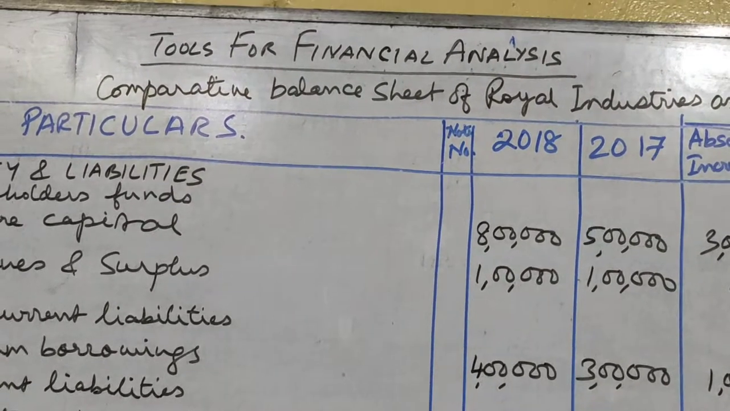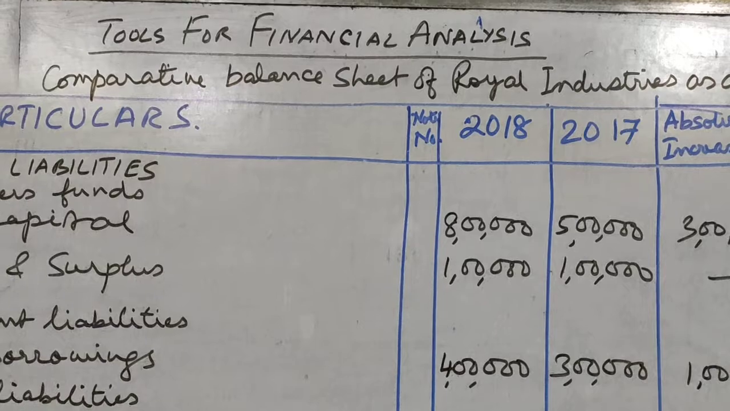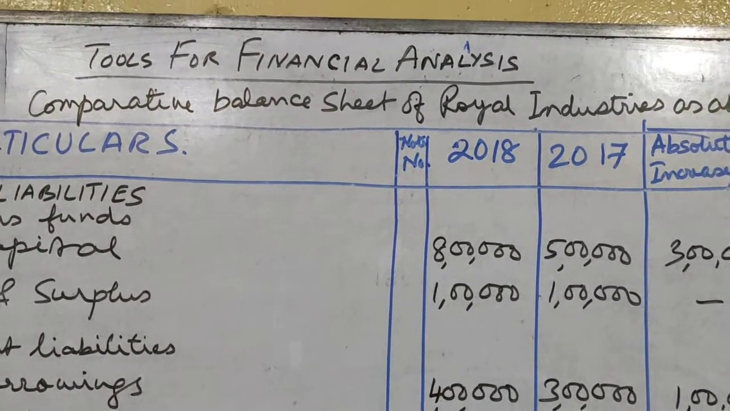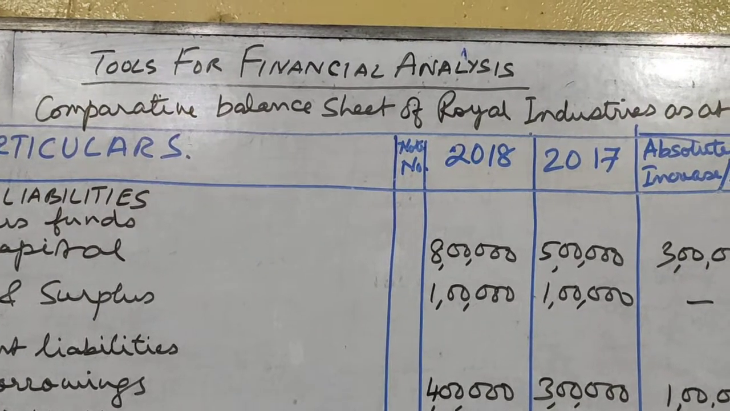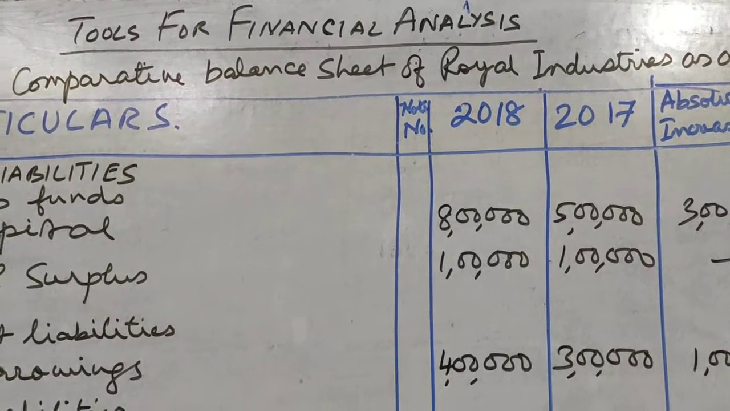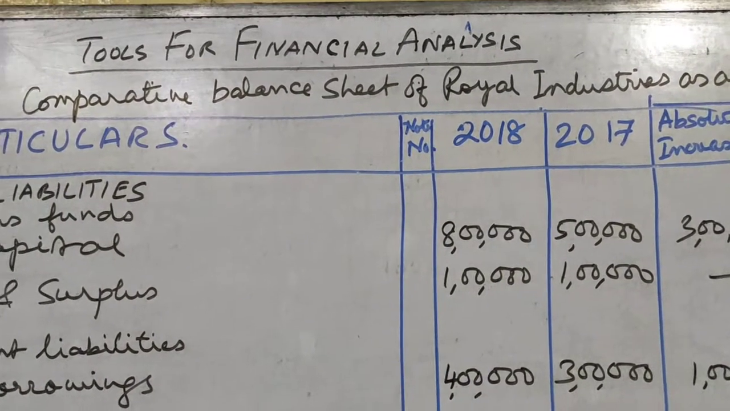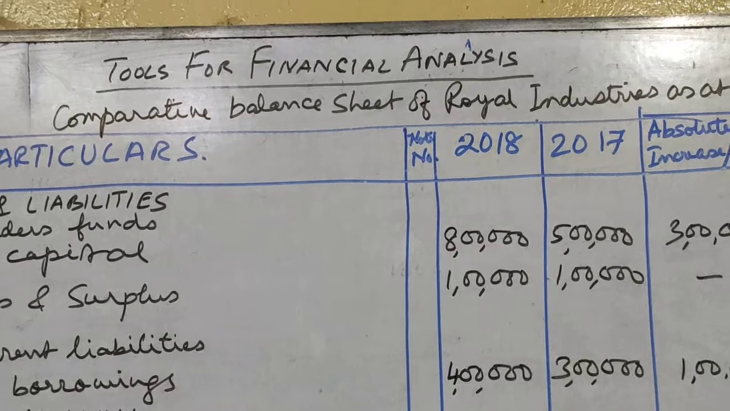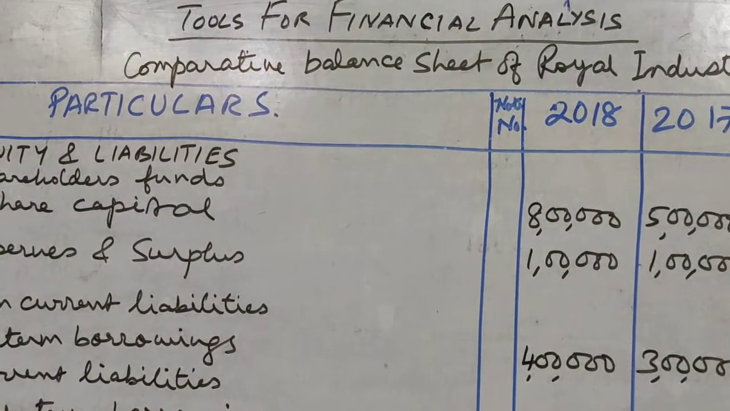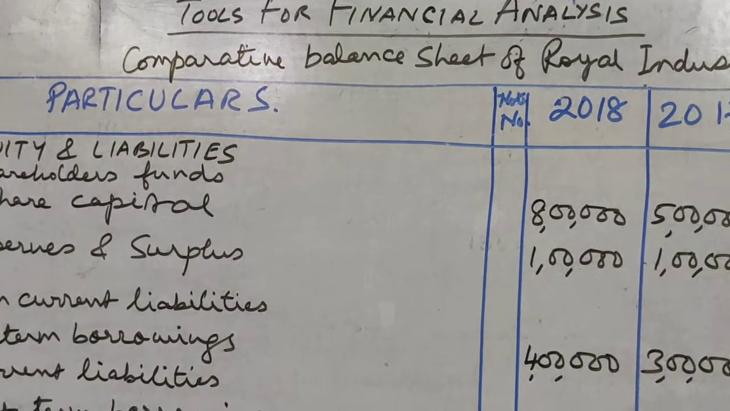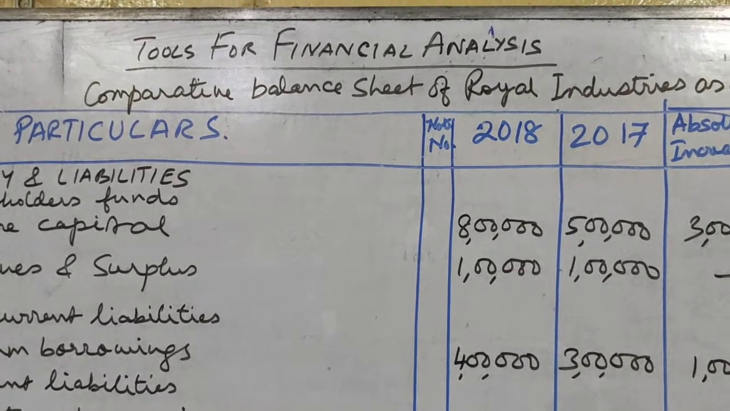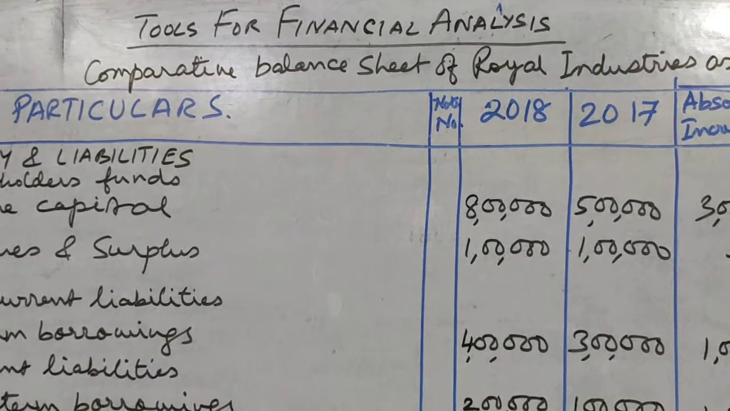Now, there are various tools which are applied for analysis of these financial statements. Some of them are preparation of comparative statements, preparation of common size statements, trend analysis, then accounting ratios, cash flow statement, fund flow statement, and break-even point analysis. So today we will be starting with comparative statements.